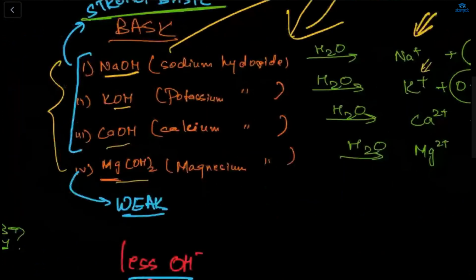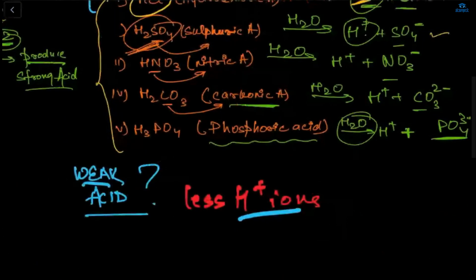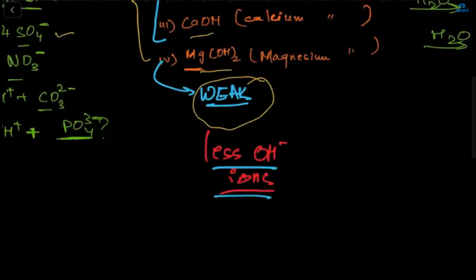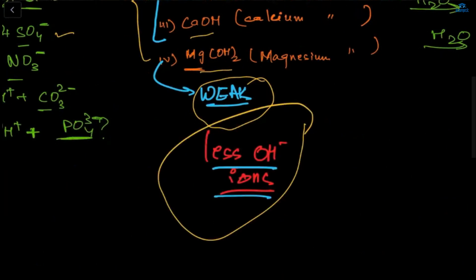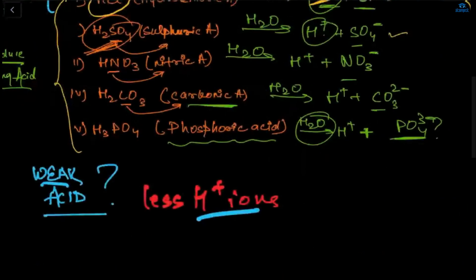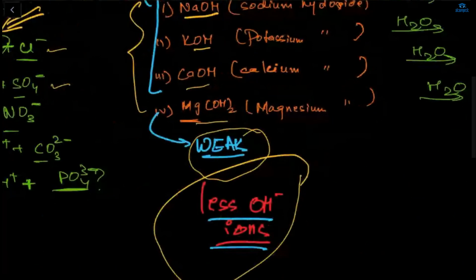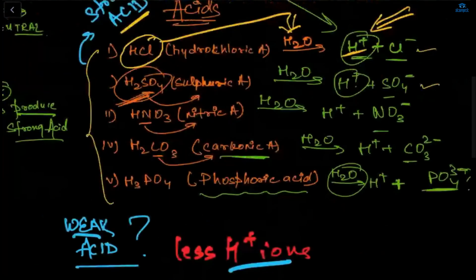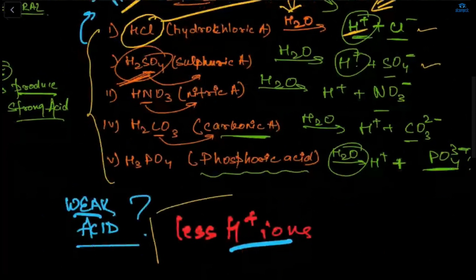And this magnesium hydroxide is a weak base. What do you mean by weak base? Less OH minus ions. And weak acid means less H plus ions.